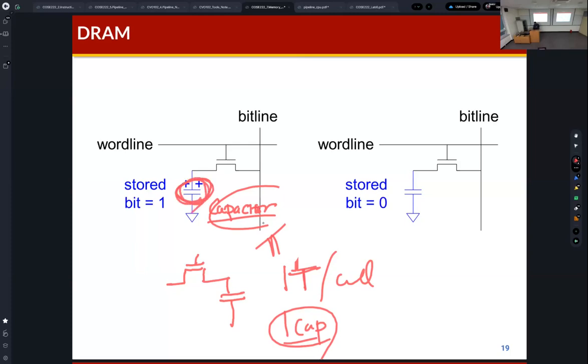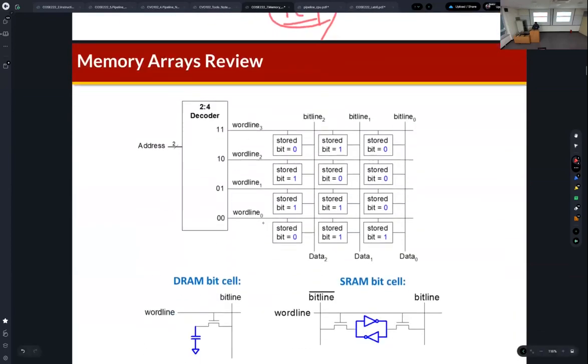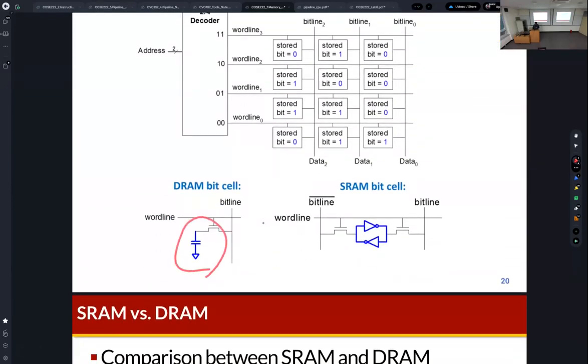If we compare the SRAM and DRAM, the SRAM requires 6 transistors per cell, and DRAM requires 1 transistor per cell. So DRAM is cheaper. As I mentioned, there is the word line and bit line structure. The memory structure is the same for the DRAM and SRAM, but only the bit cell part is different.